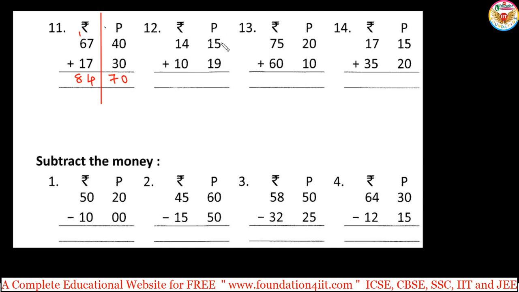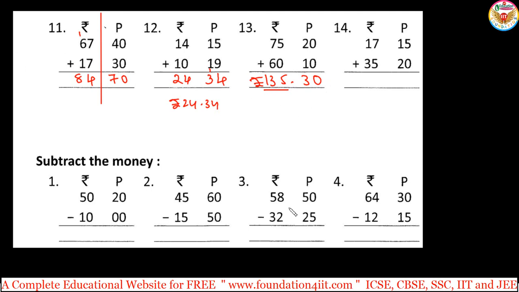Even next, 5, 9, so it's 14, 1, 3, 4, 2. So this is 24 rupees, same. So 24.34, 24 rupees, 34 paisa. 0, 3, and this is 5, 13. So the full answer is 135 rupees, 30 paisa.